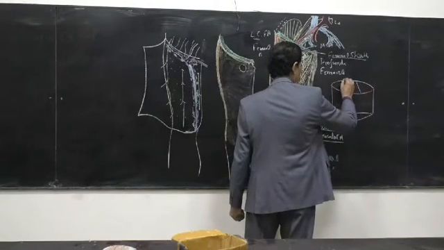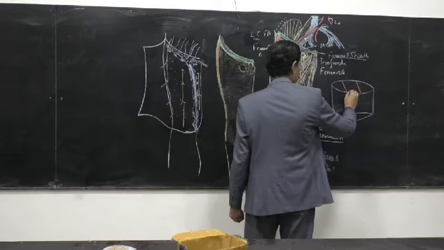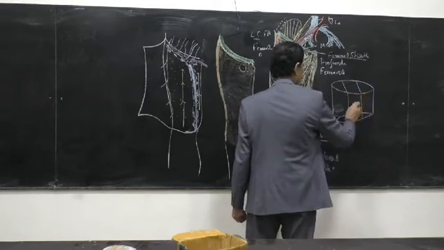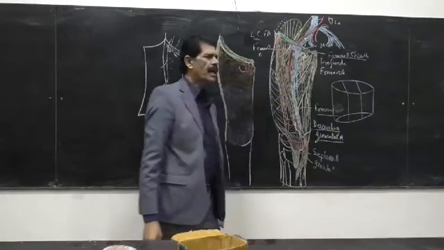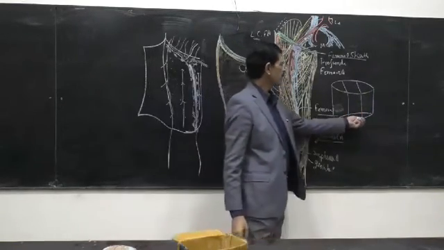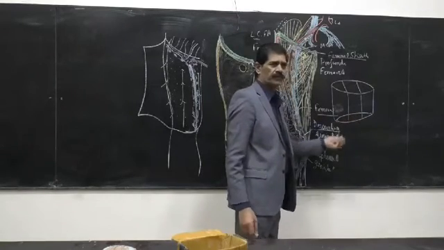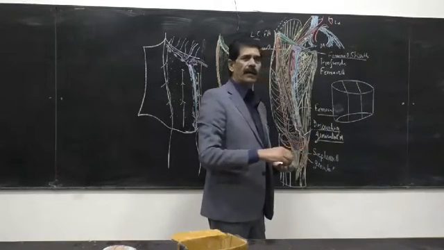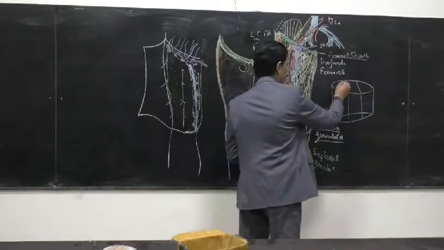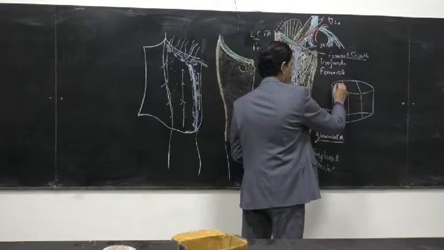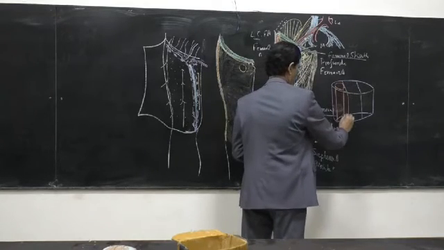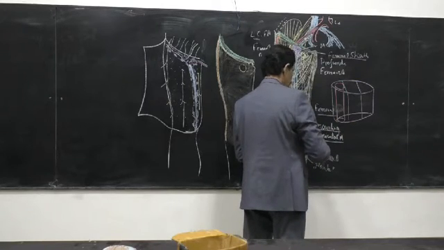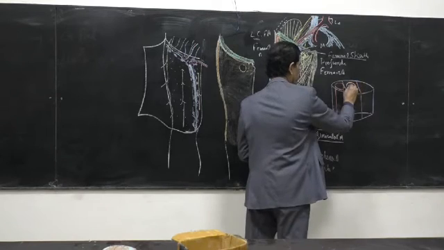So these septa are dividing the femoral sheath internally into three compartments by two septa. One is the medial septum, the other is the lateral septum. The lateral compartment is called the arterial compartment because it contains the femoral artery. The middle or intermediate compartment is called the venous compartment because it contains the femoral vein.